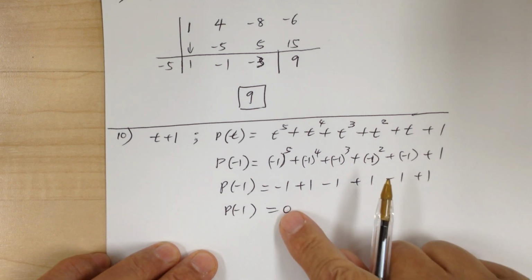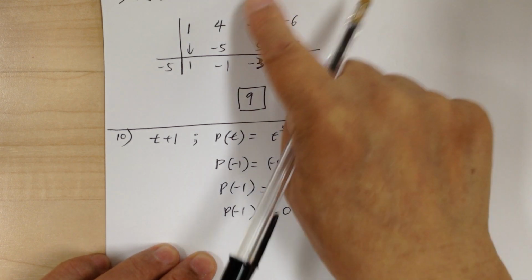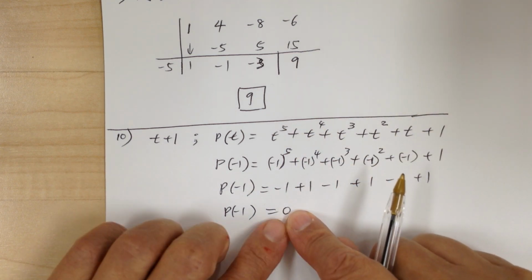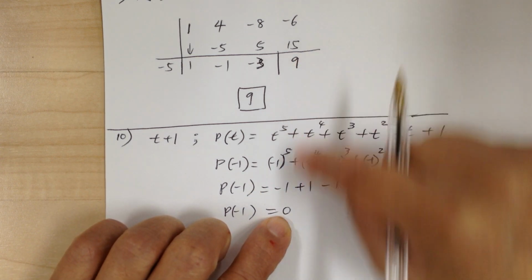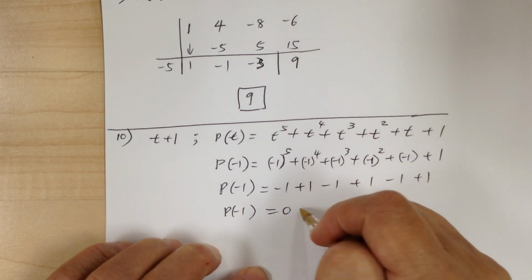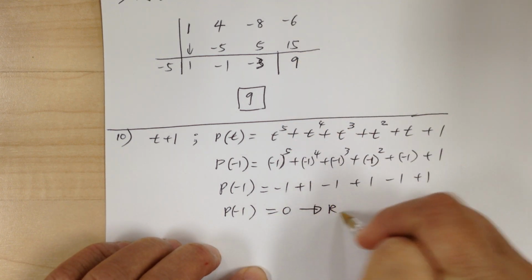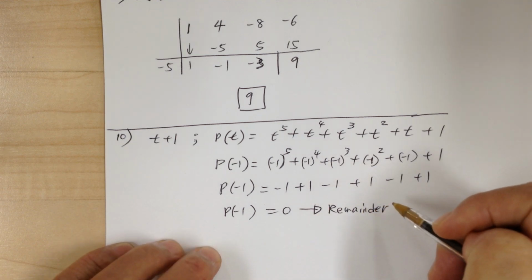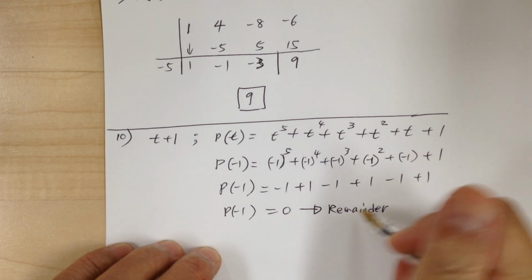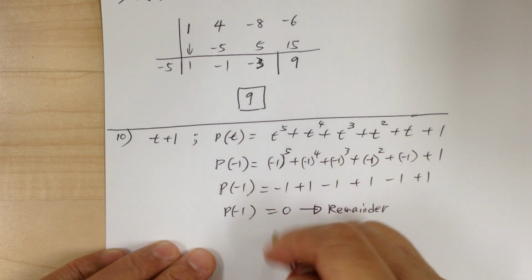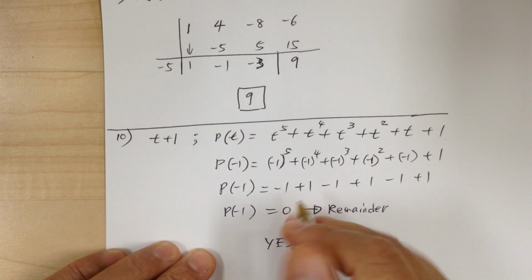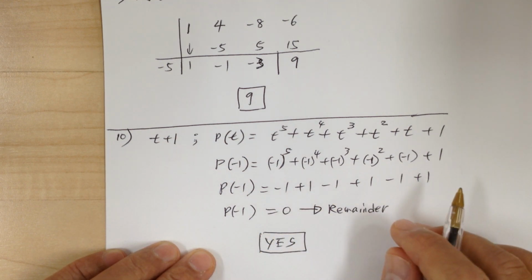Okay? So this 0, the evaluation and synthetic division are interchangeable. This equals 0, that means the remainder equals 0. So this is the remainder. Therefore, if the remainder equals 0, then it means yes, because when this is divided by this, you get a remainder of 0. That means yes.